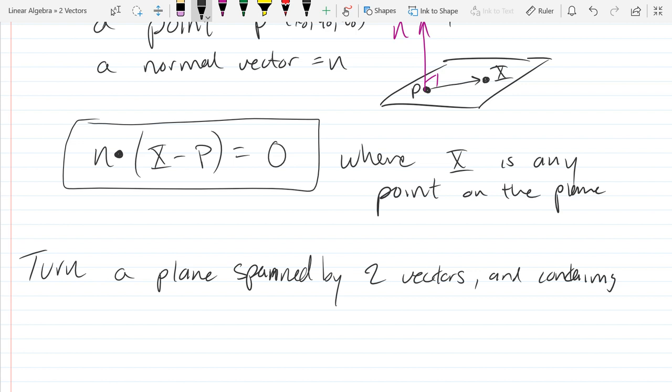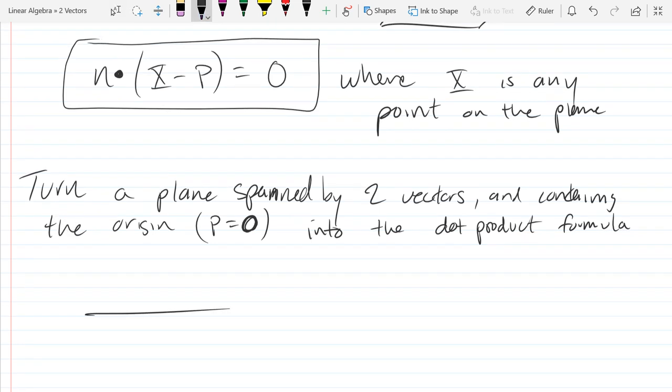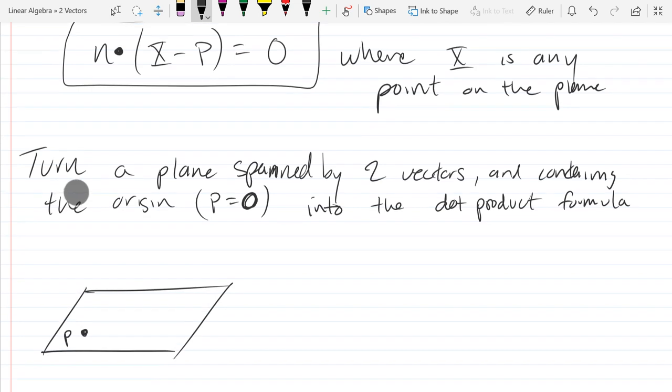So I'm going to turn a plane spanned by two vectors and containing a point into the dot product formula. Actually, in our case, our point will be the origin. So that means P is going to equal zero, the zero vector. So I'll draw the plane out again. So we do have the point P. It's really the origin for our case, but I'll just leave it as P for now.